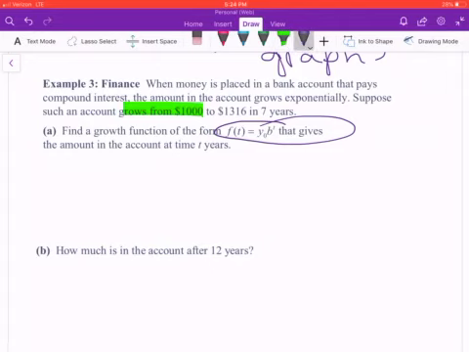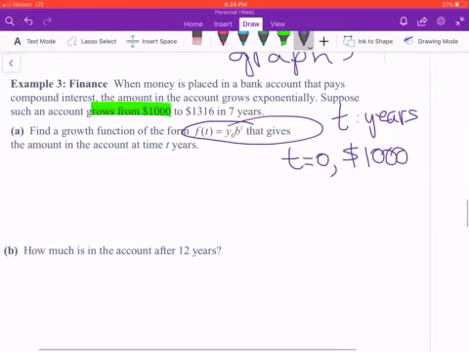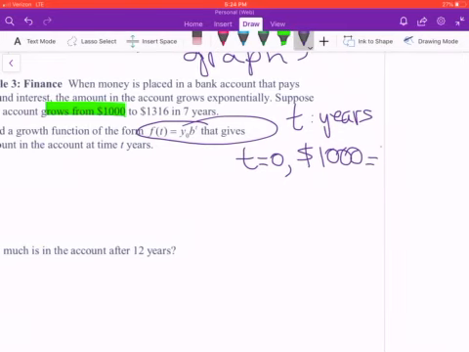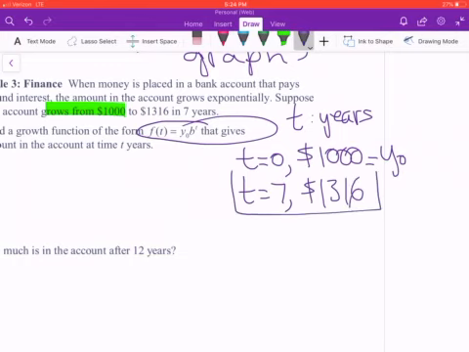So right here, and remember we're going to use t to represent years, and that is our independent variable, so we're not going to be using x. So I'm going to say that at t equals 0, the initial value was 1,000. So we could say that this one is going to be equal to the y sub 0, the initial amount. Now after 7 years, so at t equals 7, we're going to have 1,316.